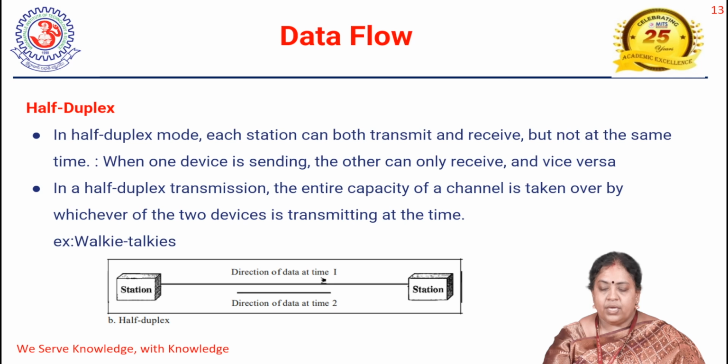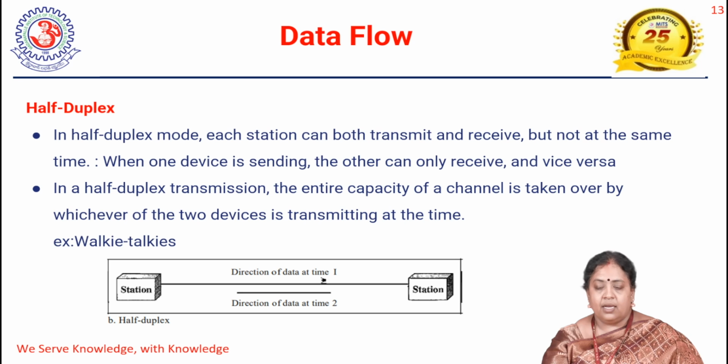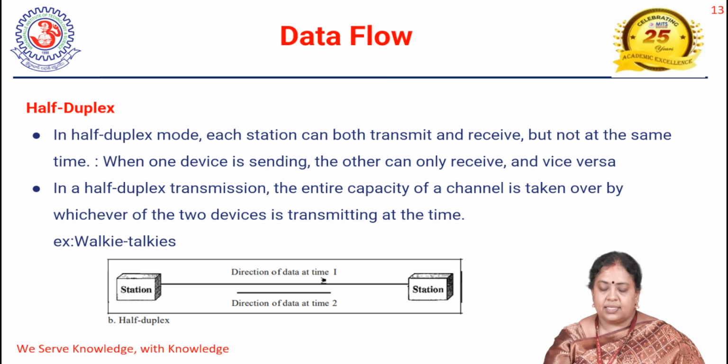Okay, so here what happens, the link's entire capacity can be used by one device at a time. In simplex mode, the capacity can be used by only one device. But here both devices can use it, but not at the same time. Whichever device is going to transmit the data is the one utilizing the link capacity. Examples of half duplex are walkie-talkies, the most common example.